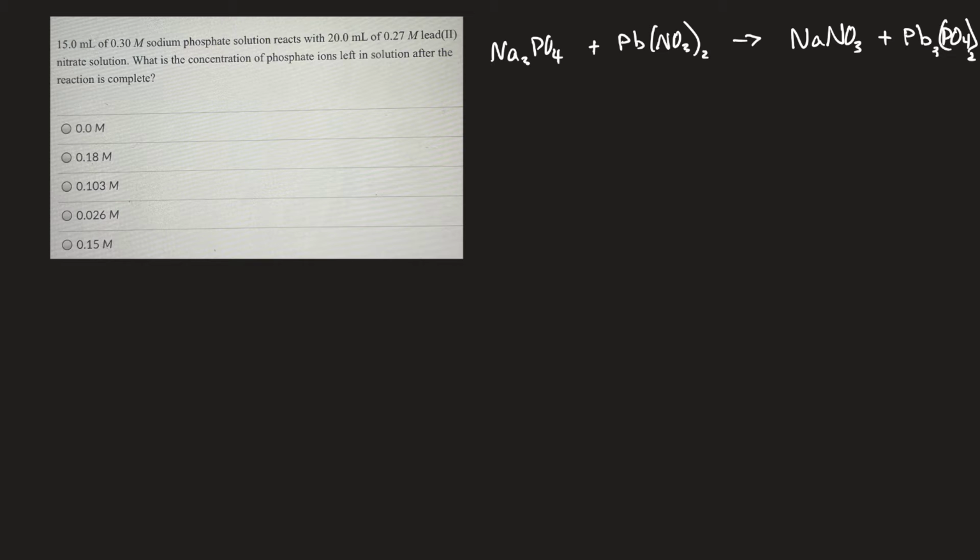Is that right? Yep. Okay, let's balance things. I think I need a 3 there for lead. That gives me 6 nitrates, so I need a 6 here. So over here I need a 2 to get 6 sodiums, but that gives me 2 phosphates, which I have. So I think that balances everything out.